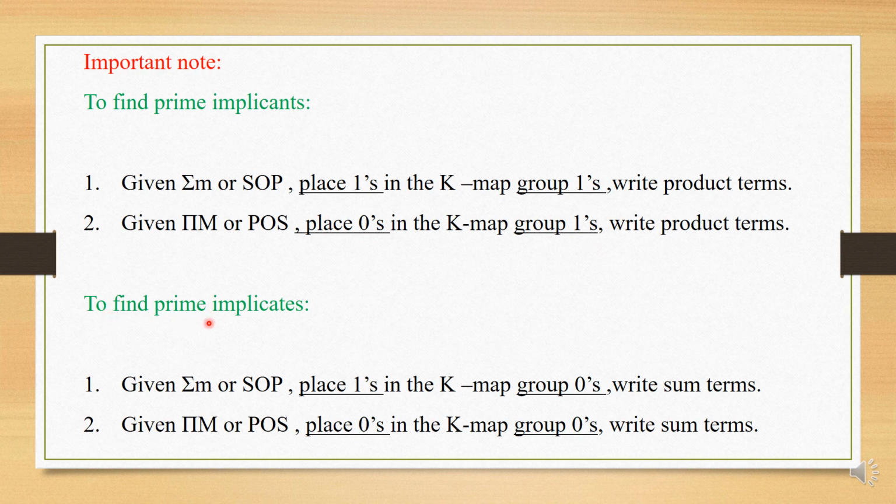Similarly, to find the prime implicates, again you have to form all possible groupings. If the given expression is summation m or SOP form, then you have to place logic ones in the K-map, group for zeros and write the sum terms. Similarly, if the given expression is product M or POS form, you need to place logic zeros in the K-map, group for logic zeros and write the sum terms.